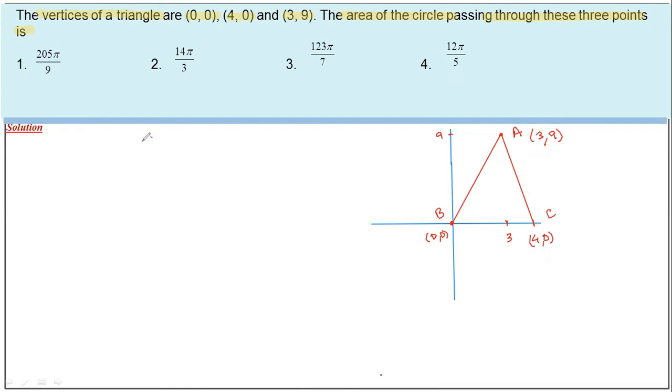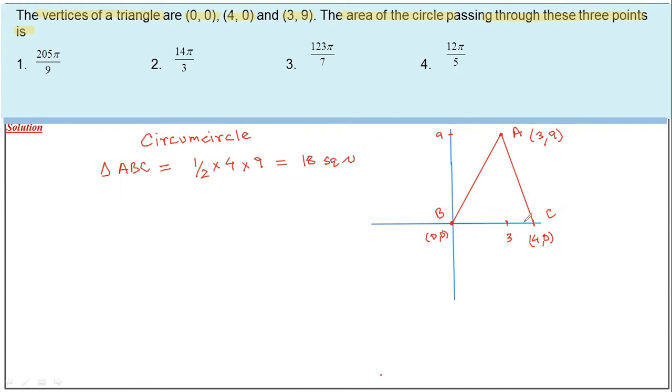So that is the circumcircle. Now first of all, area of triangle ABC would be equal to half into the base, which is length 4 units, and into the height, which is length 9 units. So that is equal to 18 square units.